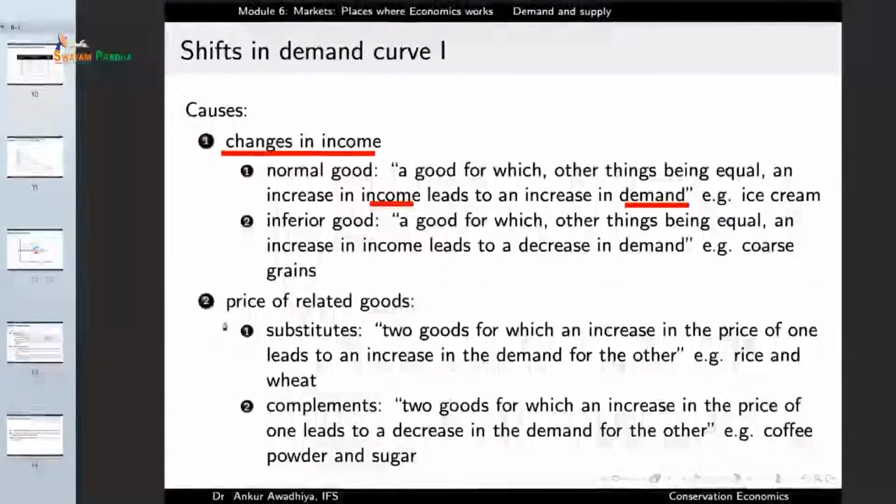Other things that shift the demand curve is the price of the related goods, in which case we talk about substitutes and complements.